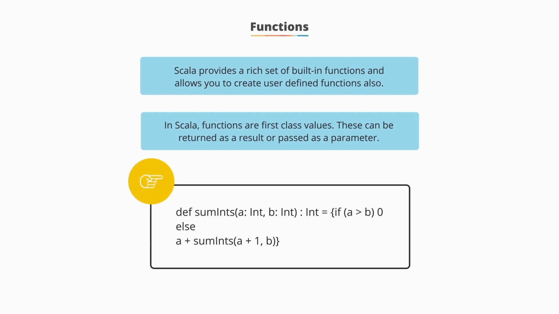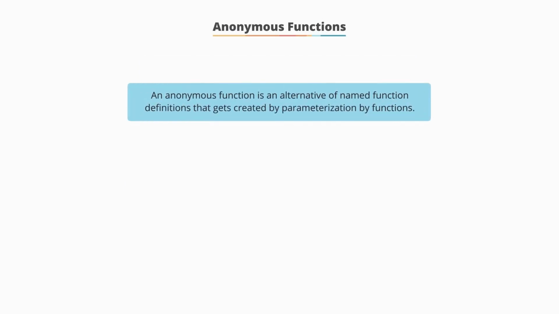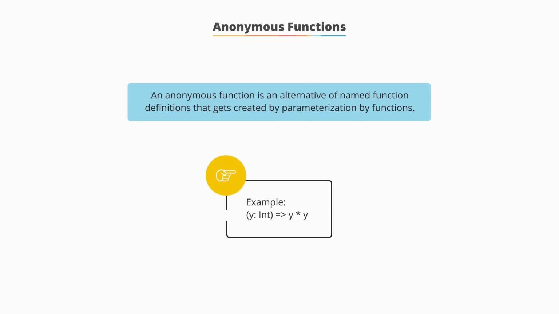You can see an example function called sumInts. This function simply detects whether A is greater than B. Anonymous functions. An anonymous function is an alternative to named function definitions for small argument functions that tend to get created by parameterization by functions. It is an expression that evaluates to a function. These are defined without giving them any name. An example of such a function is on the screen.